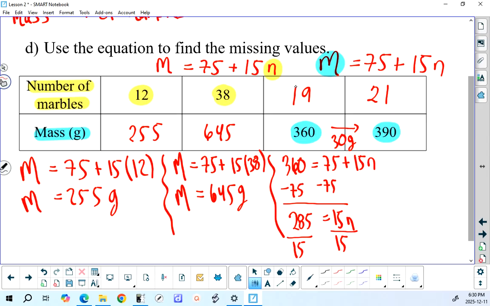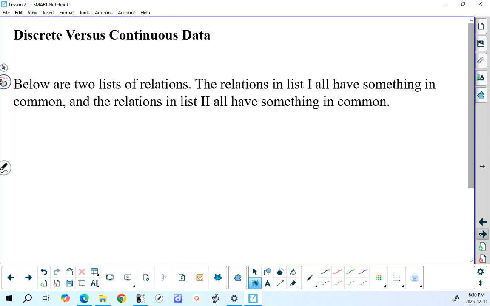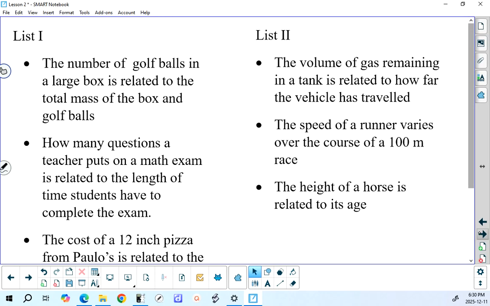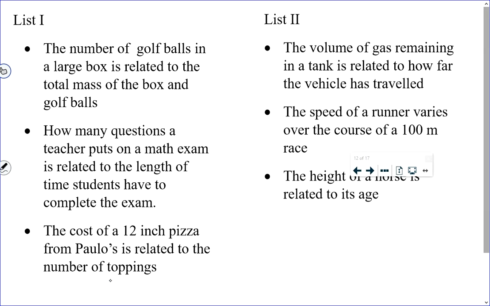There are 2 more little things I want to cover. Shouldn't take very long. Let's talk about the difference between what's called discrete and continuous. I'm going to show you 2 lists of various relations, and everything in list 1 has something in common. So all of the relations described in list 1 have something in common with each other, and the 3 relations in list 2 have something in common with each other. Let me run through these relations.